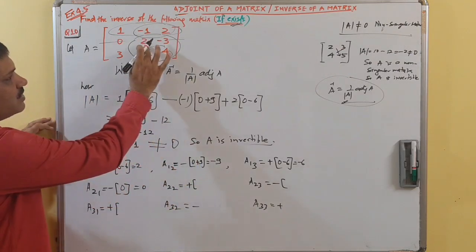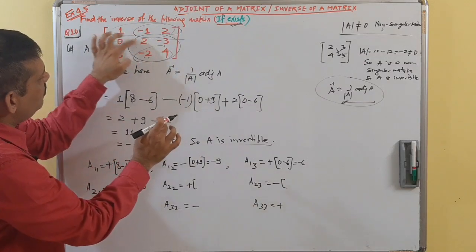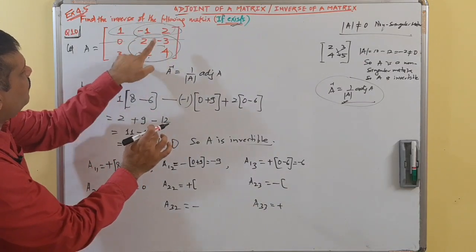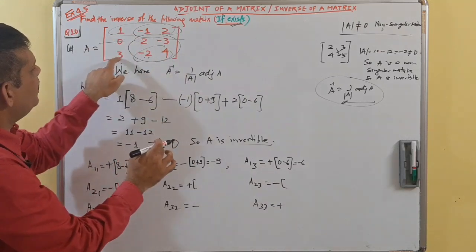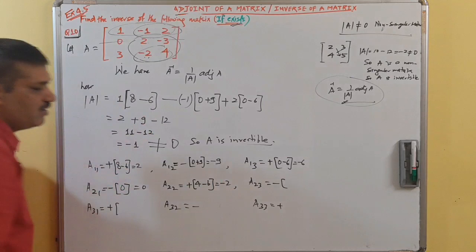Here A22: for this element we will eliminate this row and this column. This row and this column are gone. So 1 times 4 minus 6, which is obviously minus 2.